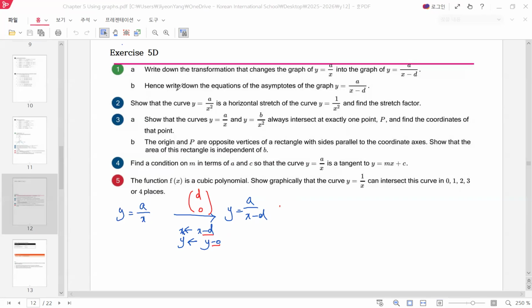And then write down the equations of the asymptotes of the graph y equals a over x minus d. I told you to find the value of x which makes the denominator 0, which is x equals d. After that, ignore this part and there is nothing. It means that y equals 0. They are the equations of asymptotes of this graph.